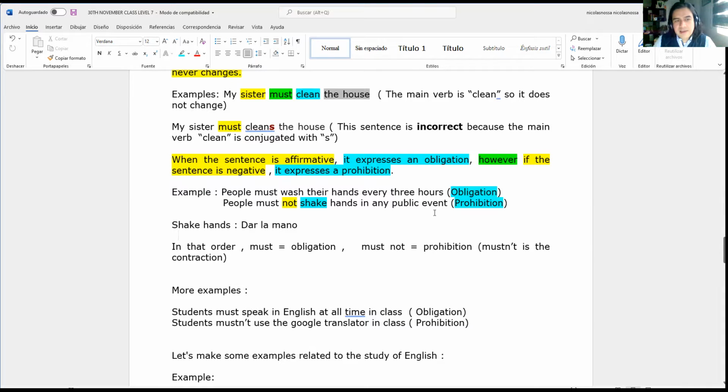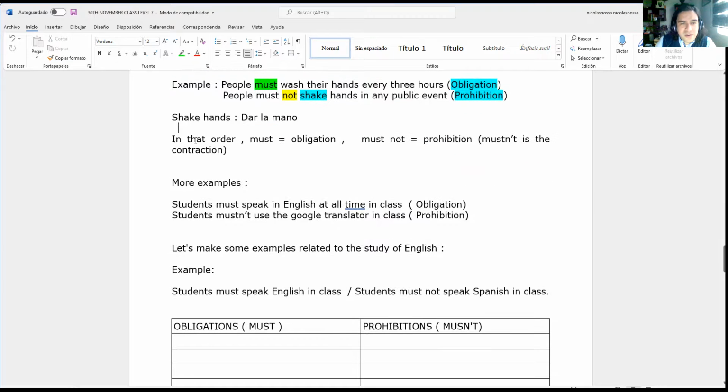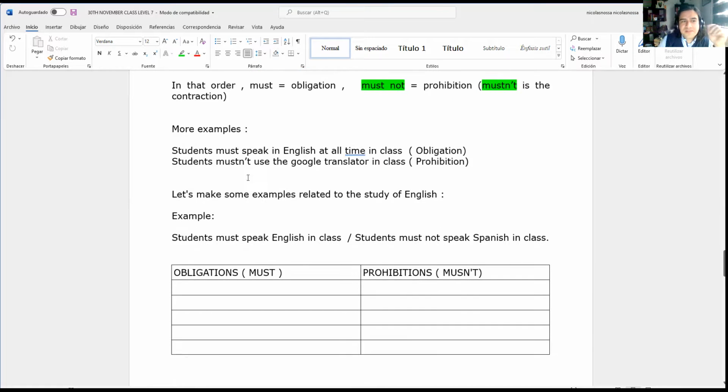Okay? Remember that. Estoy hablando solo del verbo must, ¿no? El verbo debe. Del verbo modal, perdón, debe. Okay, in that order, must, obligation, must not, prohibition. Remember, the contraction for must not is mustn't, okay? Remember that in English, we always have contraction. So must not contraction is mustn't, okay?